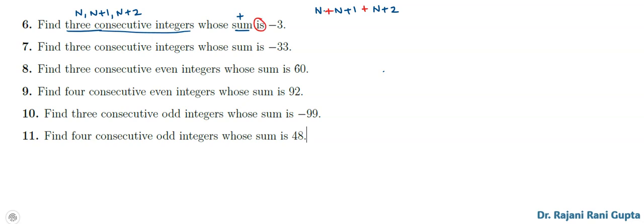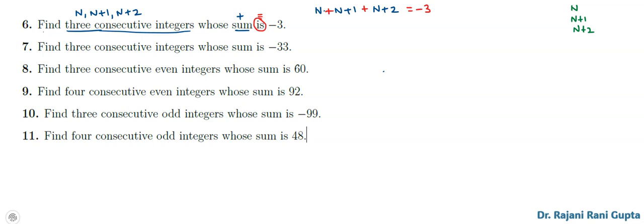Is means equal to minus 3. What do you have to find? Find the three consecutive integers. It means you have to find what n, n plus 1 and n plus 2 are. So your answer should have the values of n, n plus 1 and n plus 2. Okay, so you have this equation.